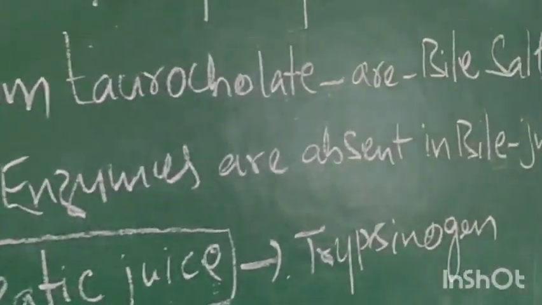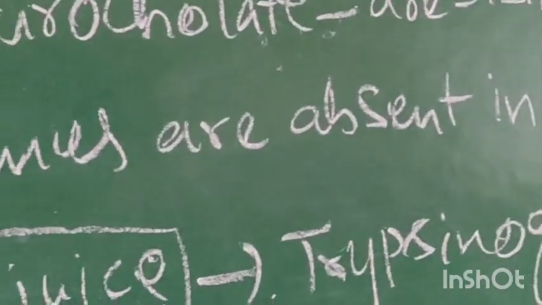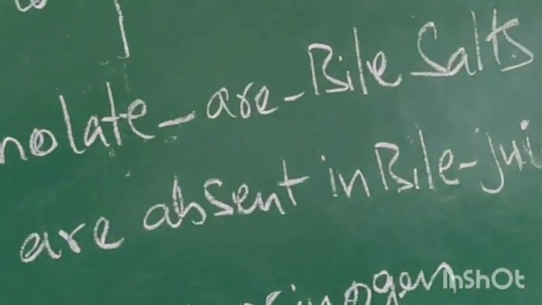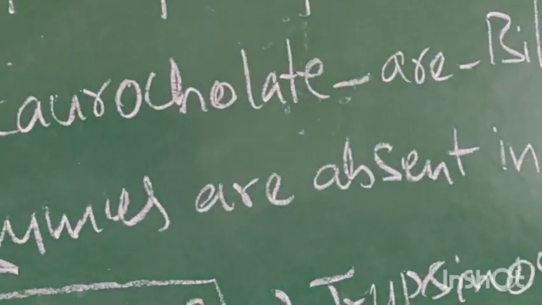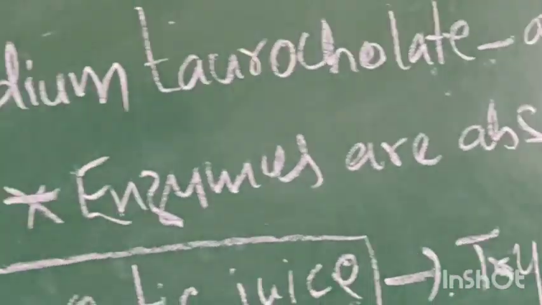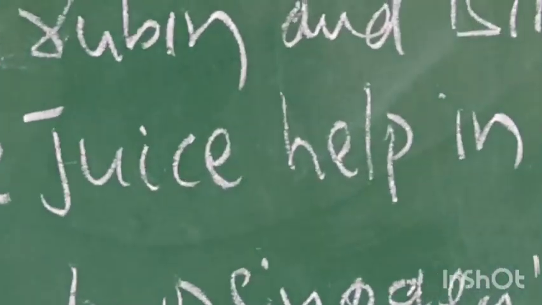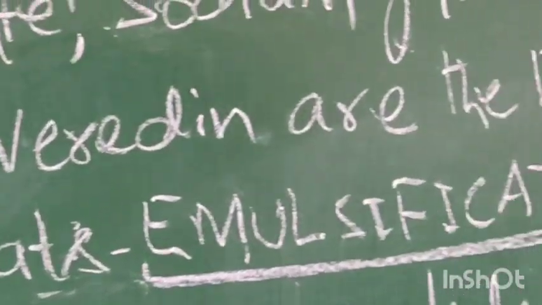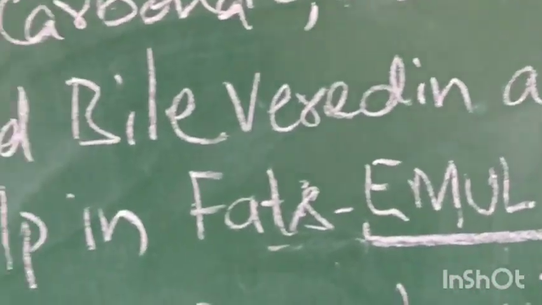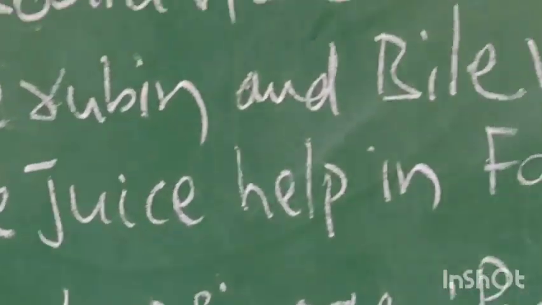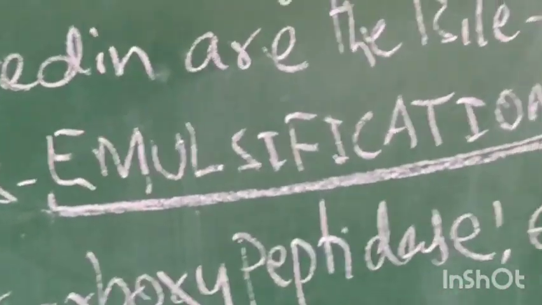But the most important point is that enzymes are absent in bile juice. Even though enzymes are absent, the bile juice helps in fats emulsification. What is fats emulsification? I can explain. Now, just wait.